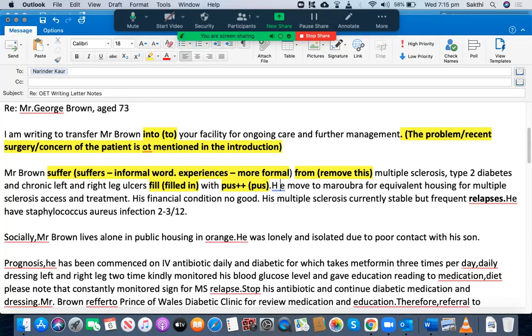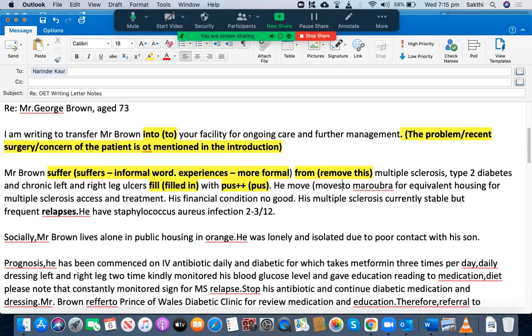Then "he moved to". As I already mentioned, this student has committed the same mistake. You need to use "he moves to", okay? Remember that he, she, it, that is a third person singular noun, always needs verb plus s. All right, let's go to the next one.